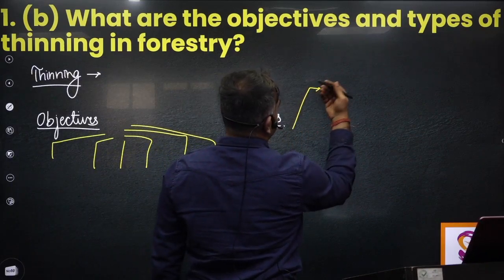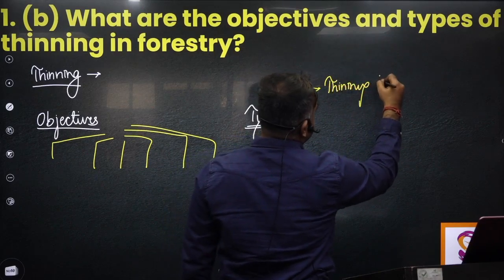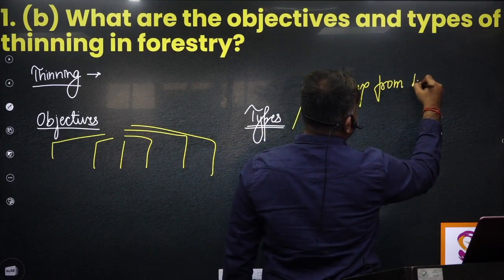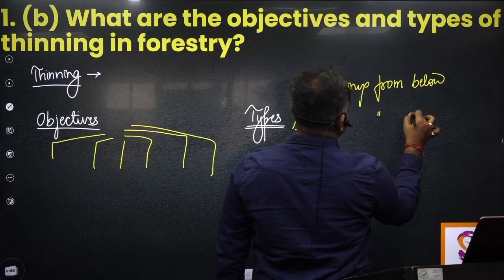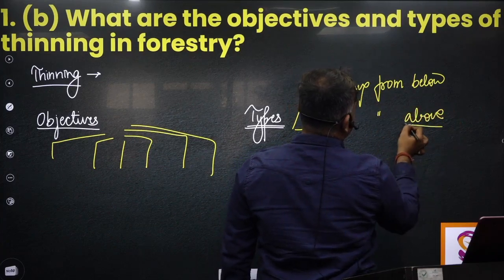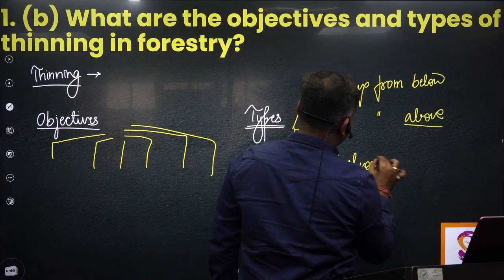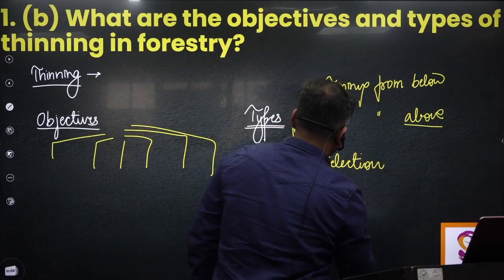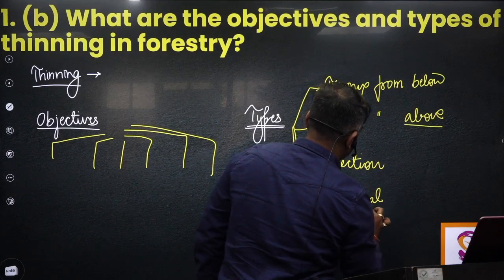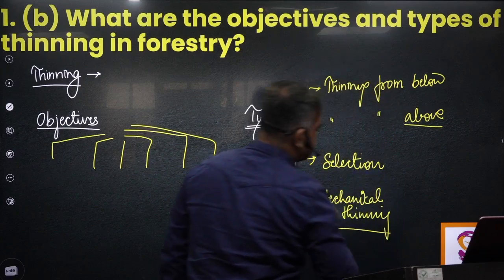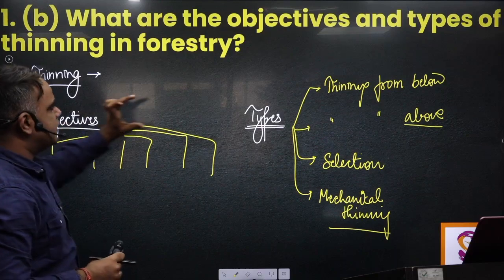And then we can talk about the types of thinning. For example, there is thinning from below, thinning from above. We'll talk about the different names here. For example, there is selection thinning, mechanical thinning, etc. So this is how you can structure this question: define, objectives and types of it.